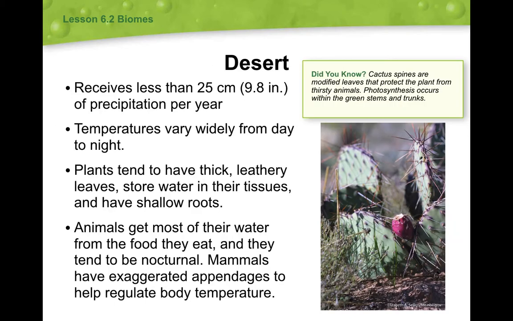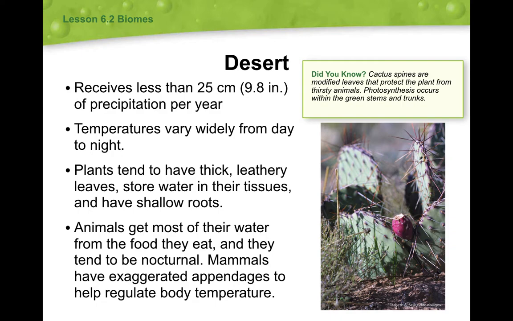A desert receives less than 10 inches of precipitation a year. Temperatures are going to vary widely, very hot during the day, very cold at night. Plants are going to have thick, leathery leaves. They'll store water within their tissues, and they will have shallow roots. Most animals are going to get their water not from a water source, but from eating. Most animals tend to be nocturnal when it is cooler.